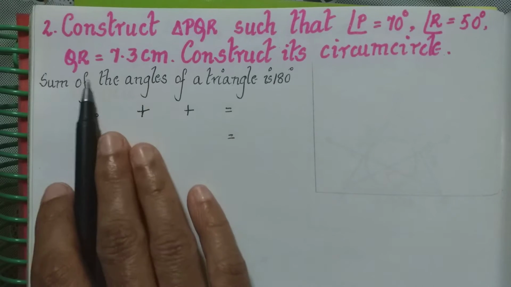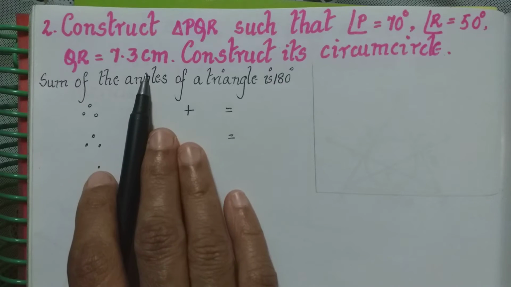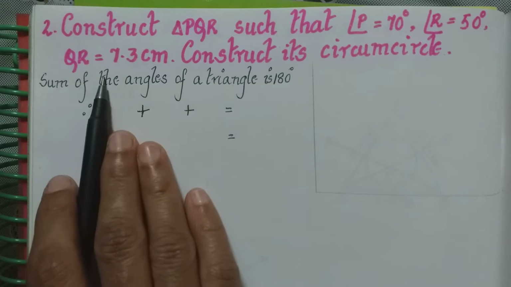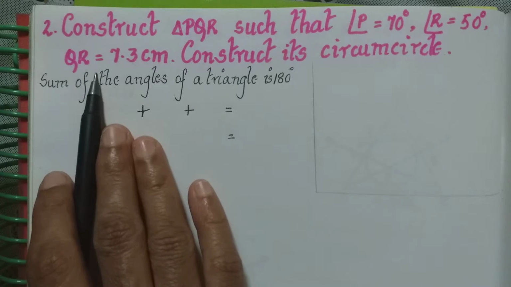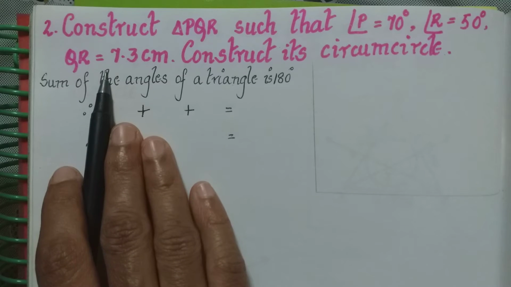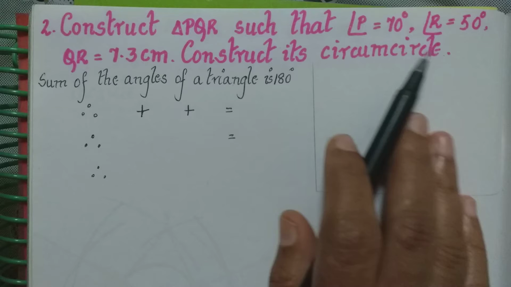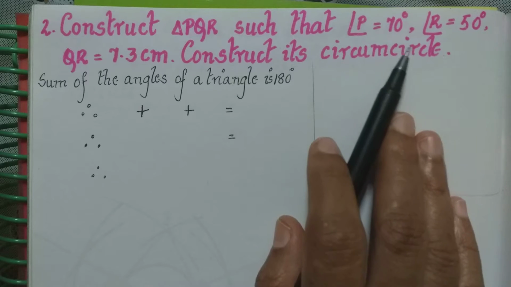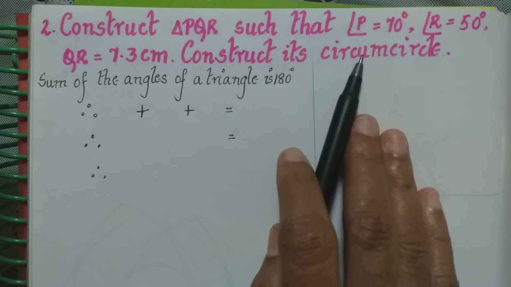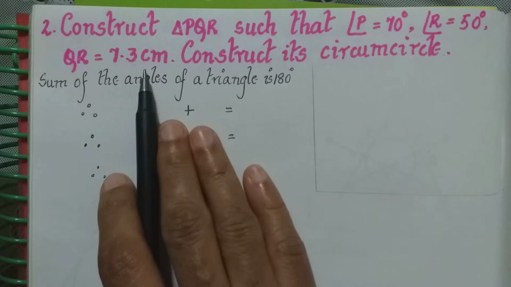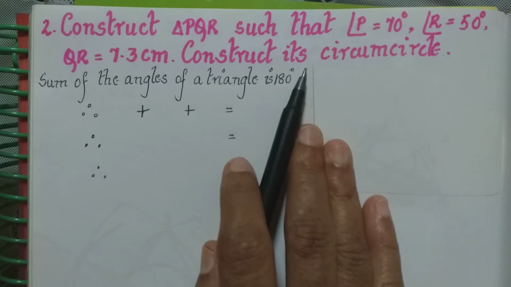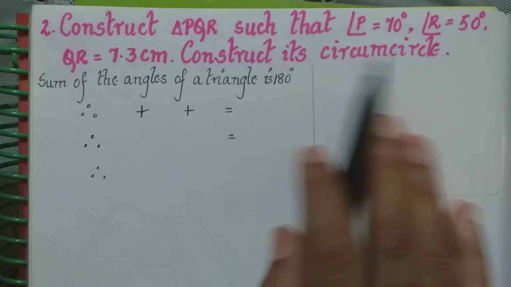Usually when we have the length of the side QR or the length of any side, then we have to have the angles corresponding to the two ends of the segment, that is angle Q and angle R. But here you see the angles which are given to us are angle P and angle R. So what we do is we find out angle Q so that it will be easy for us to construct the triangle. So how do we find angle Q?